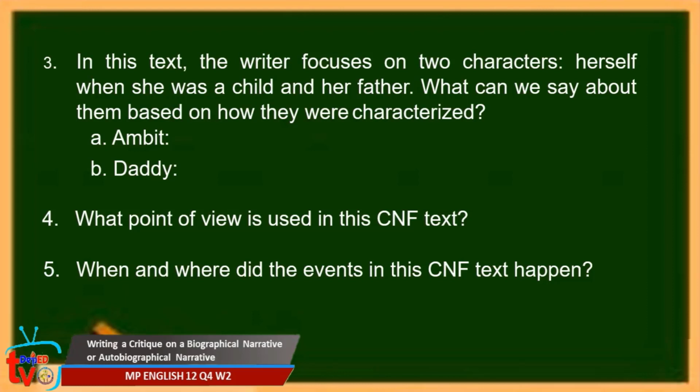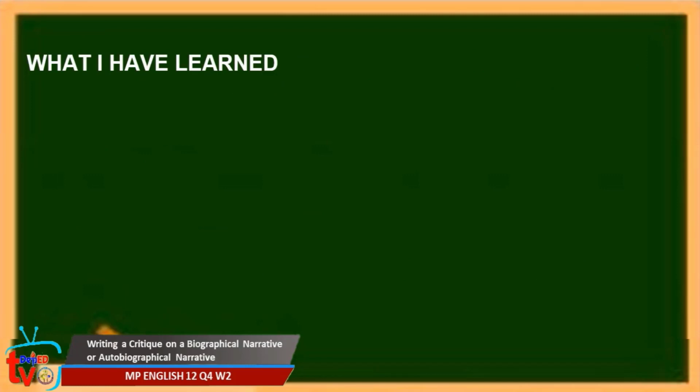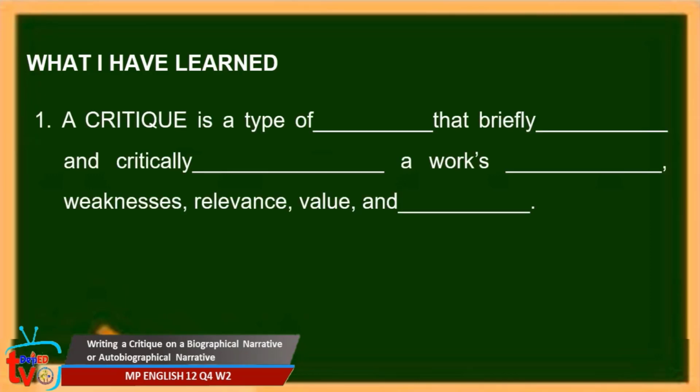Alright, I hope you were able to follow and identify the elements found in this text as we have discussed. With that, let us summarize what you have learned by completing the statements. Number 1. A critique is a type of blank that briefly blank and critically blank a work's blank, weaknesses, relevance, value, and blank.